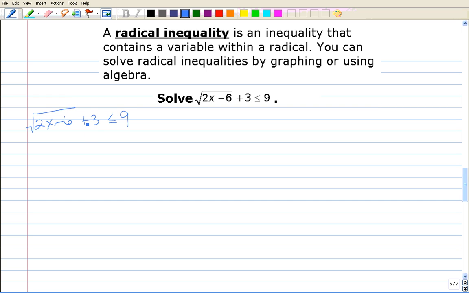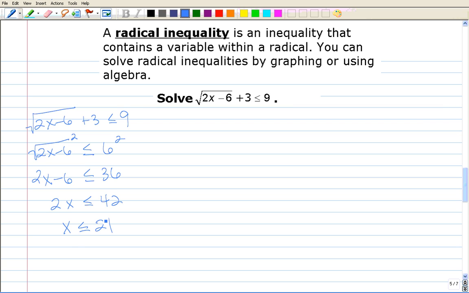I'm going to start out by subtracting 3 from both sides. So I have the square root of 2x minus 6 less than or equal to 6. Now I can square both sides to cancel out that square root sign. So I now have 2x minus 6 is less than or equal to 36. Add 6, I get 2x is less than or equal to 42. So when I divide by 2, x is less than or equal to 21.